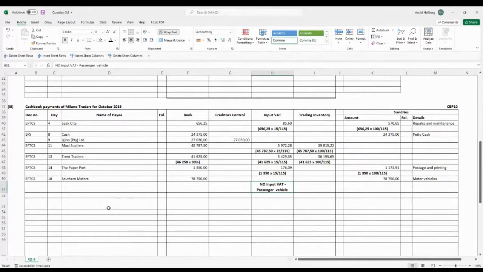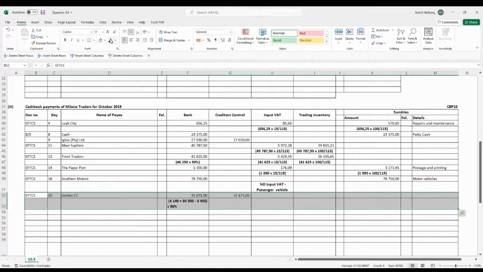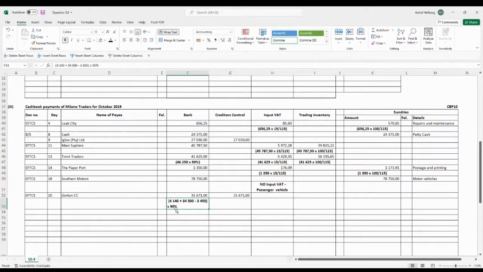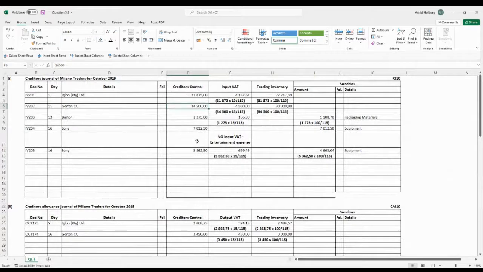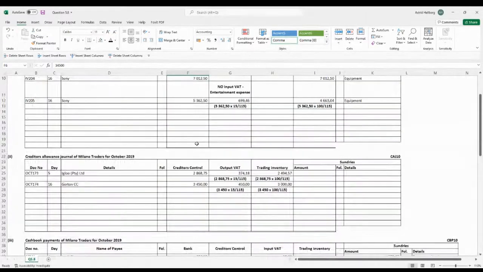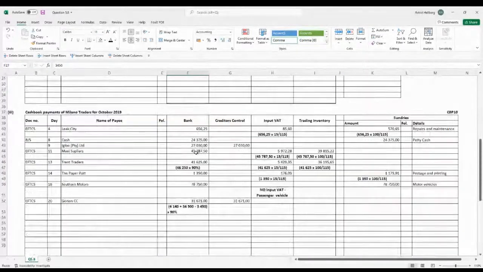Then on the 20th, we settled our account with Gorton CC. Now this is where you have to go do the calculation. You take the opening balance, you add any additions, you subtract it. So they've given us the opening balance of 4,140. The 34,500 comes from here, from our creditors journal, and then the 3,450 comes from our creditors allowance journal, which we deduct, and then we got a 10% discount, so we multiply with 90% to work out how much was actually paid.